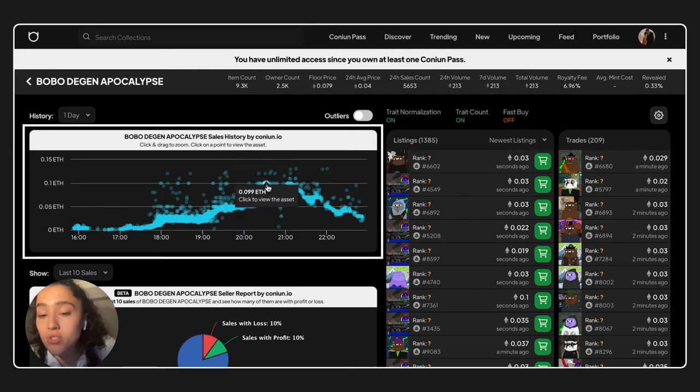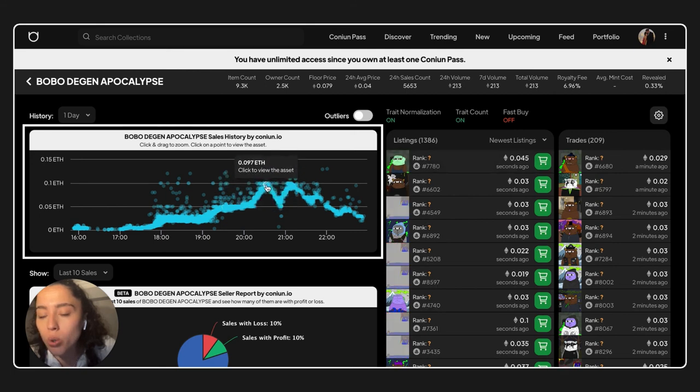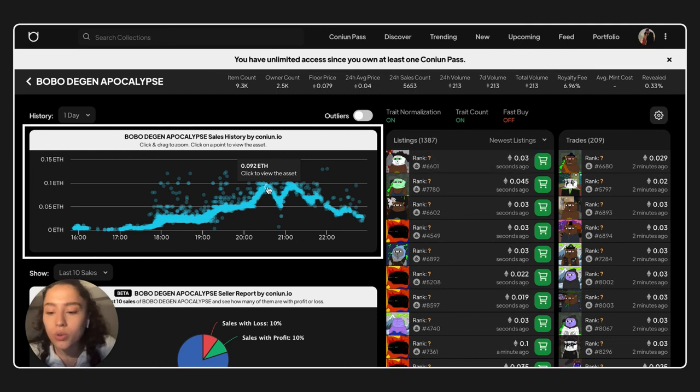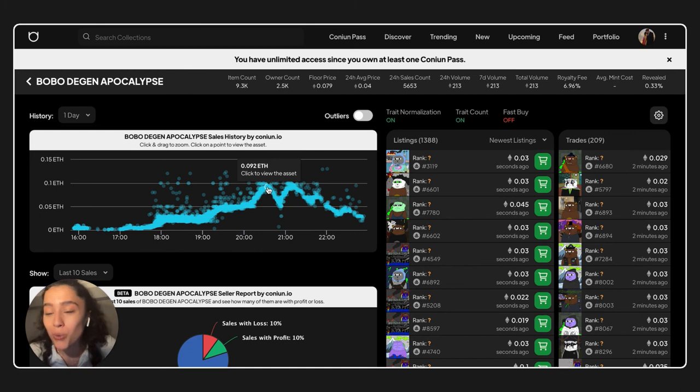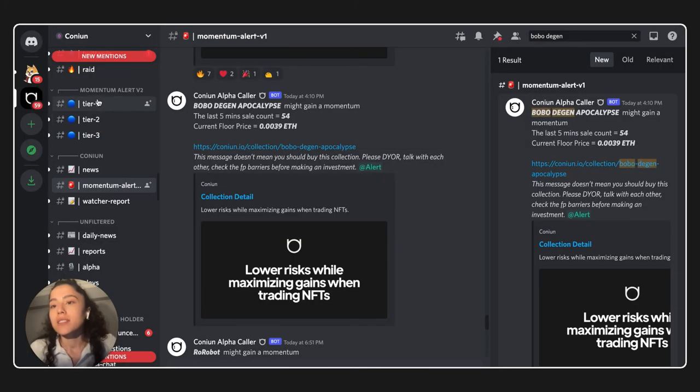You can check this chart to understand how it's going and how it is rising up or going down. You never know, but this chart will help you to know what's going on. So let's go back to the Discord, and like I said, we have Momentum Alert V2 and Momentum Alert V1. I will explain more about these charts in the upcoming videos.